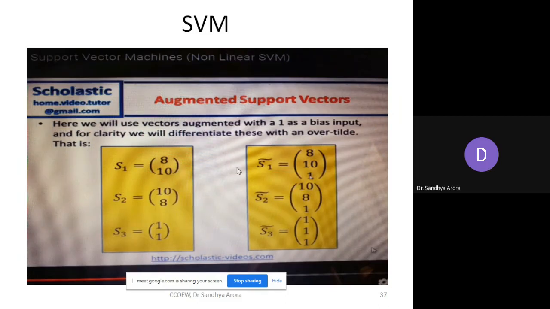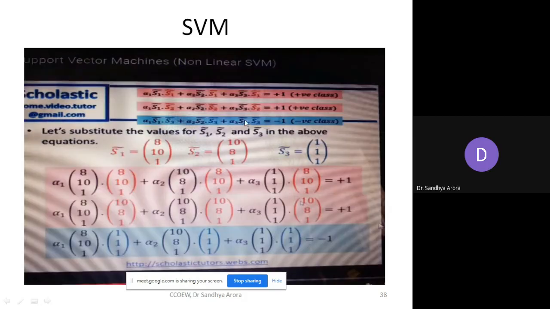Okay, we added a bias value in this case also, and we are trying to find alpha 1, alpha 2, alpha 3 using these 3 equations. Alpha 1 S1, alpha 2 S2, alpha 3 S3. The first equation is multiplied by S1, the second equation multiplied by S2, the third equation multiplied by S3. So you will get positive and negative class.